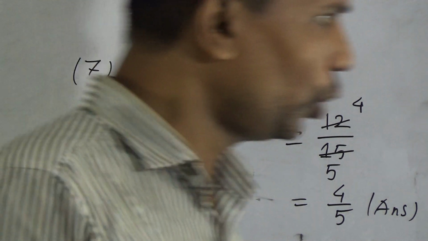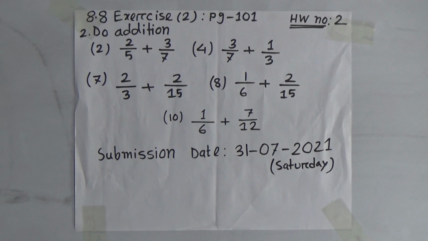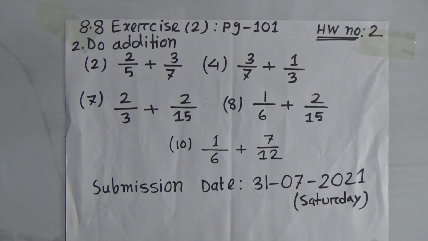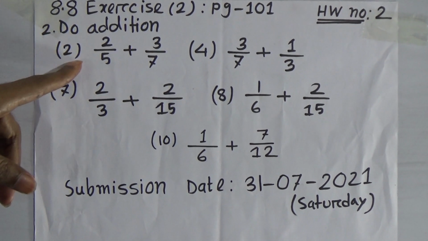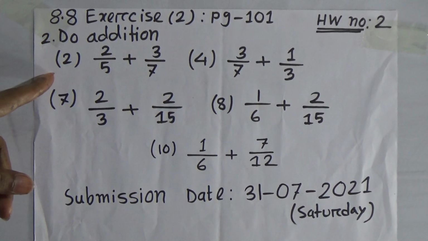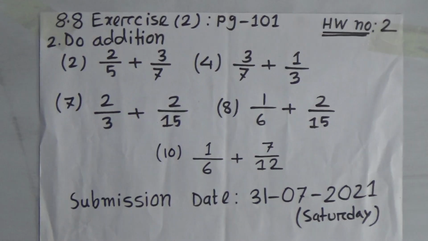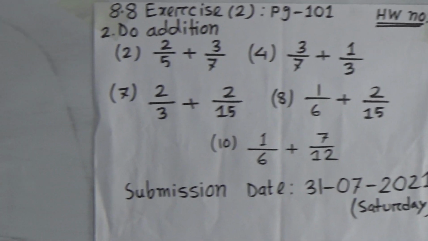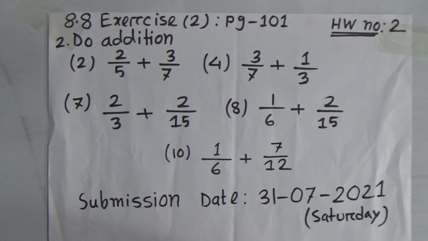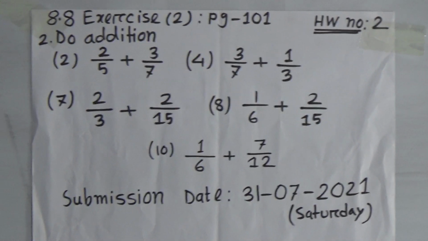Okay, student. Look, student, now I would like to talk with you about our SW. Look, exercise 8.8, exercise 2, page number 101, SW norm 2. Do addition. Okay, you see, do addition, question number 2, 4, 7, 8 and 10. Okay, student, and you submit this SW copy on 31/07/2021. That means 31st July on Saturday, 2021.